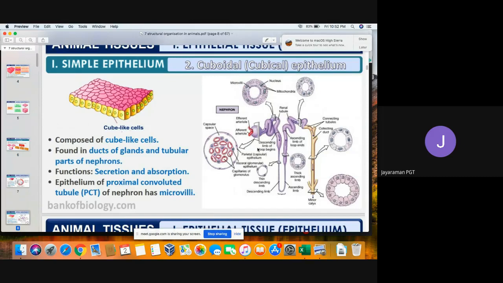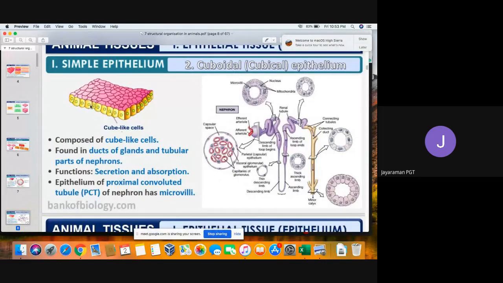Next one is the cuboid epithelium. See the structure. This structure is not necessary for the exam. No need to draw all these, like nephron structures and where it is found. But you can write the location. This structure is not needed, only the first picture given now: cube-like cells. You can draw a very small piece of these, 4-5 cells.